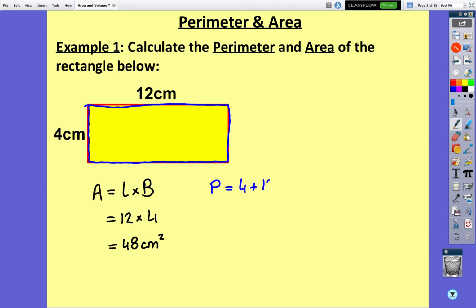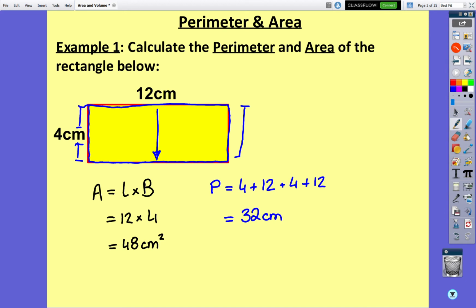So add them together. Because it's a rectangle, this length here matches this length here. So that's 4 as well. And same goes from here, opposite, we've got 12. So add them all up, gives you 32. And all we're doing here is centimetres for our units because it's just a length, it's not an area.